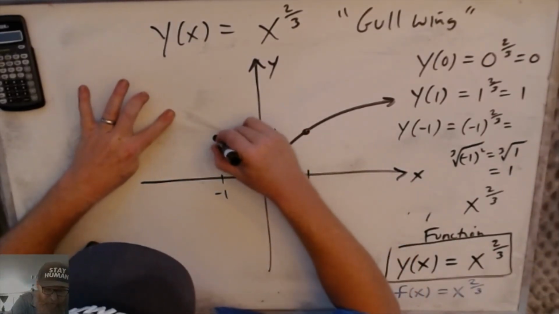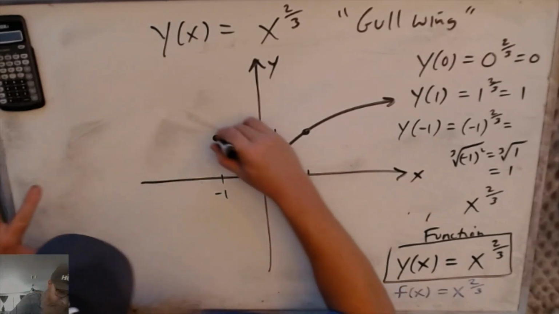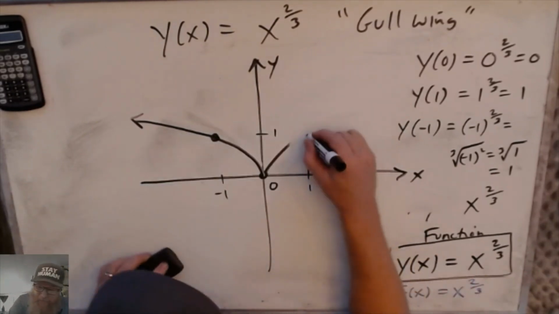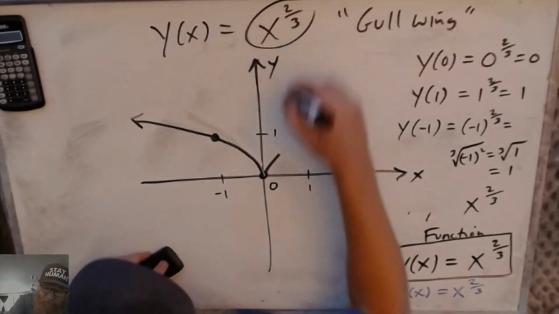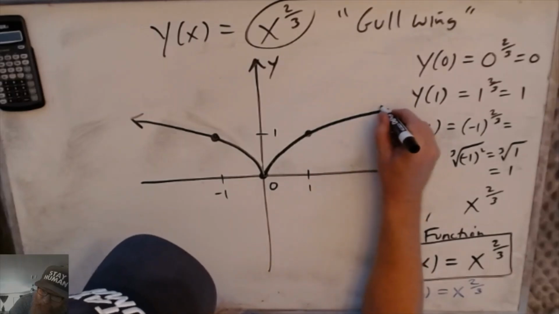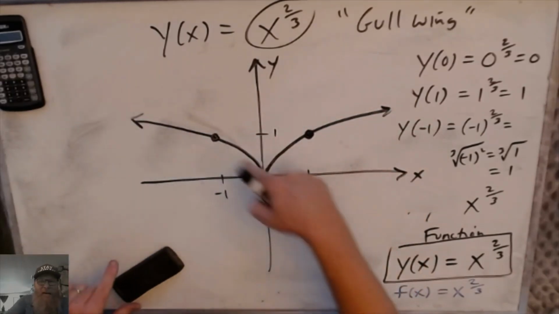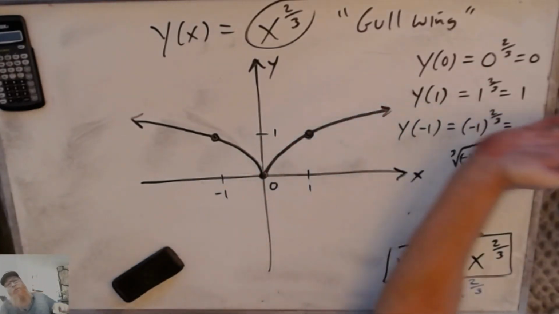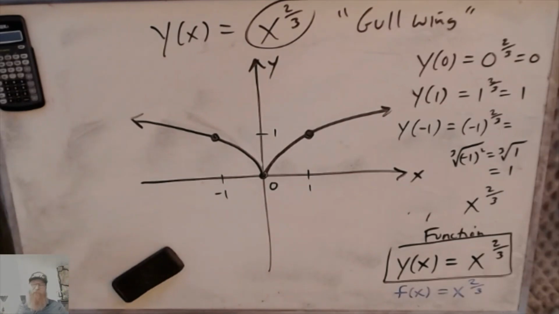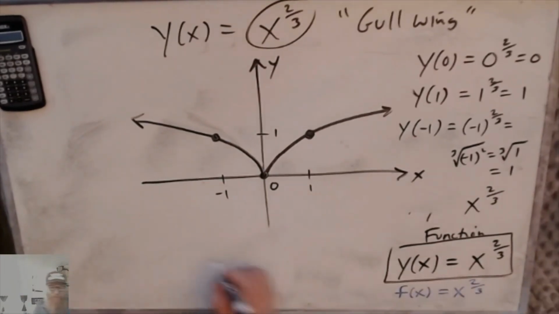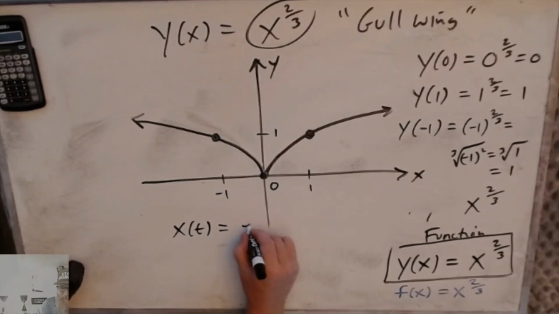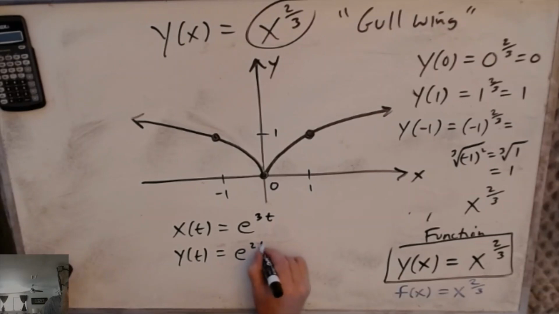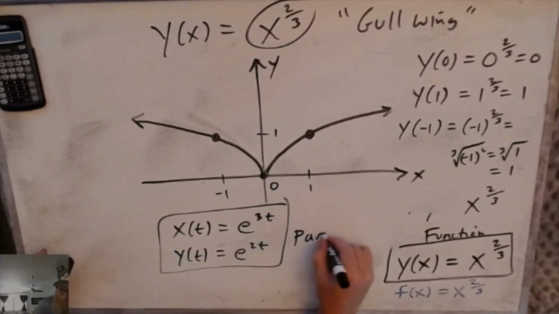Let me make my graph look a little bit nicer. And why are they curved? Well, because they're nonlinear. These are curved radical graphs. They have the same shape as a square root graph, but imagine one square root graph going to the right and another square root graph going to the left. And so this is x of t is e to the 3t, and y of t is e to the 2t, parametric.